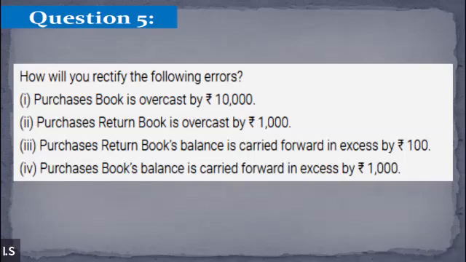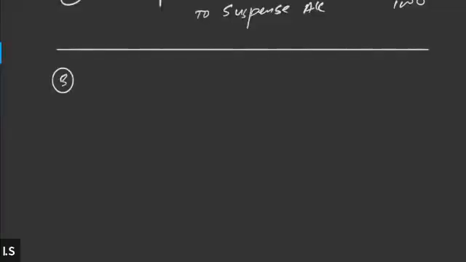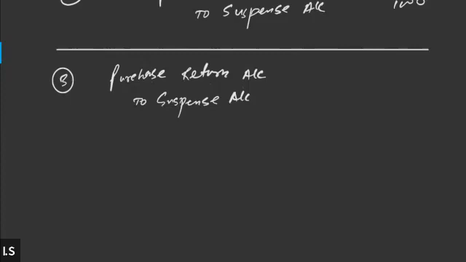So in order to rectify this, we will have to debit the purchase return account, debit to suspense account. Is that clear to you? Yes, sir. So in the third entry, purchase return account debit to suspense account, and the amount was 100 rupees.